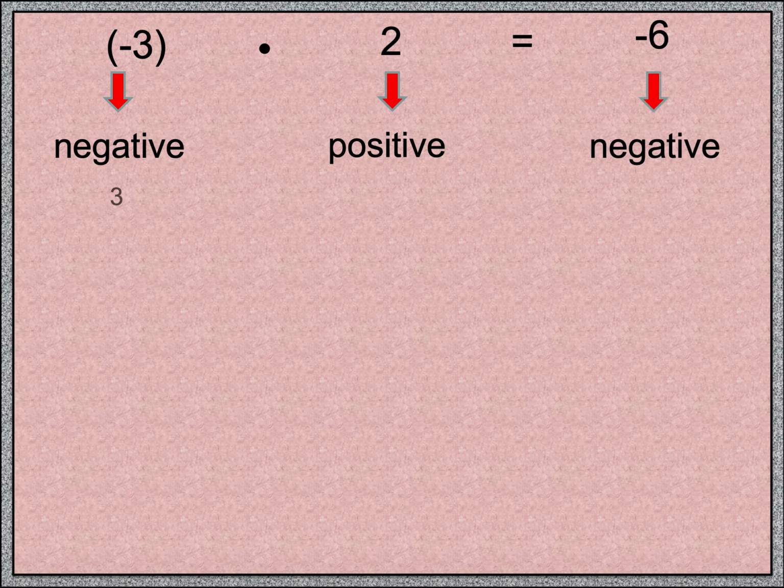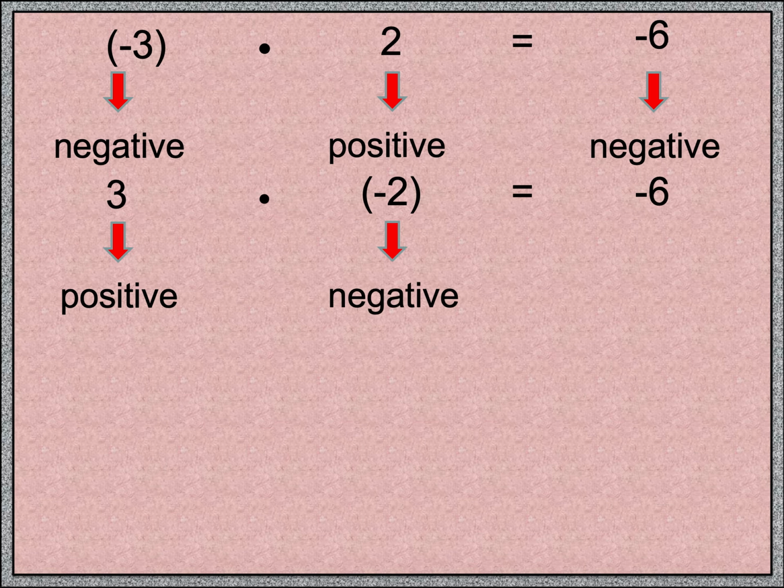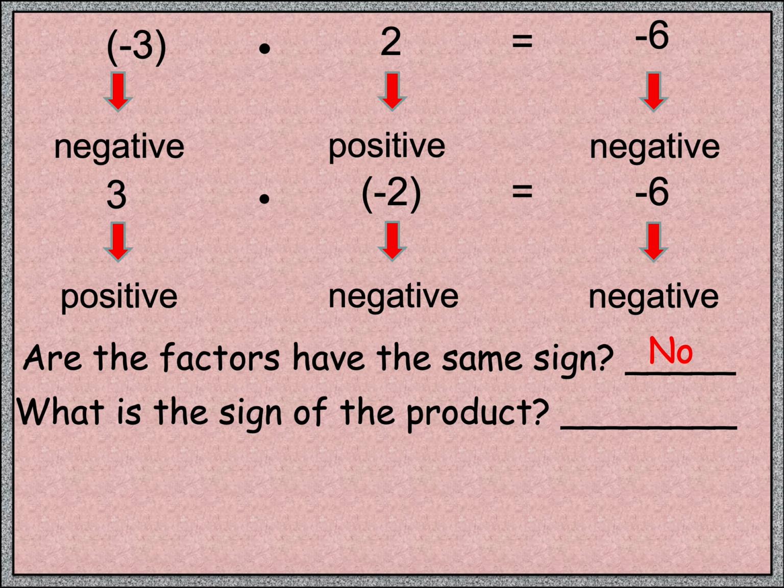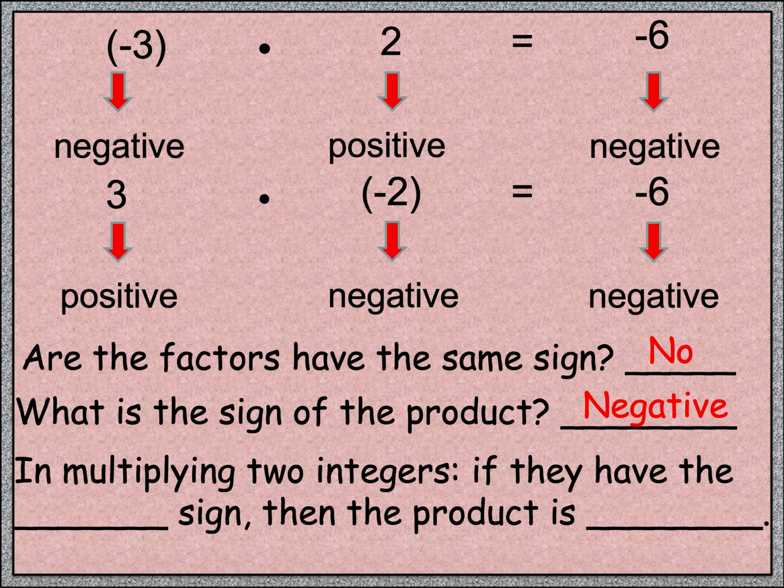Negative 3 times 2 is negative 6. So negative times positive, the product is negative. 3 times negative 2 is negative 6. Positive times negative, the product is negative. Do the factors have the same sign? Negative, positive, positive, negative, so no. What is the sign of the product? The product is negative. In multiplying two integers, if they have different signs, then the product is negative.